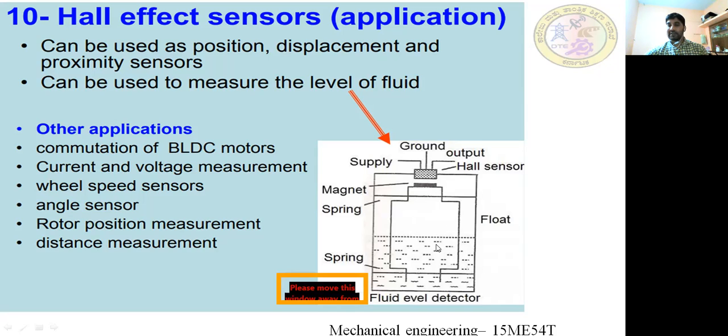As the liquid level increases, the distance between the Hall sensor and the magnet will increase. So the more Hall voltage will be generated here, and this Hall voltage generated is proportional to the liquid level. So in this manner, we can measure the position of the liquid in the tank.